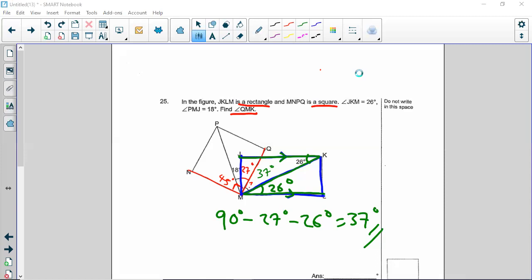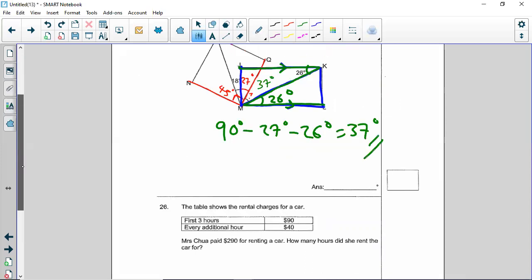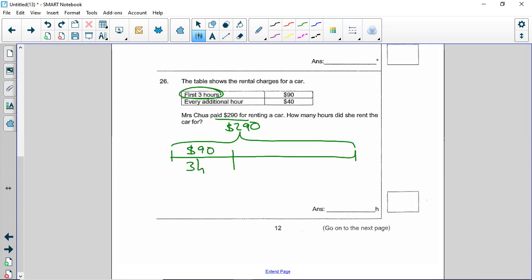Now, question number 26. Line method. Did you draw a line? This is a simple problem, but we can still draw a line. Mrs. Hua paid $290 for renting a car. So you have a big arrow, which is $290. And you always have to cut the first 3 hours. Cut away the first whatever. That will be $90 and 3 hours. And what's the leftover? Which is your $200 left.